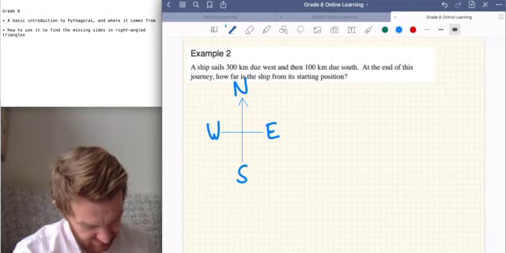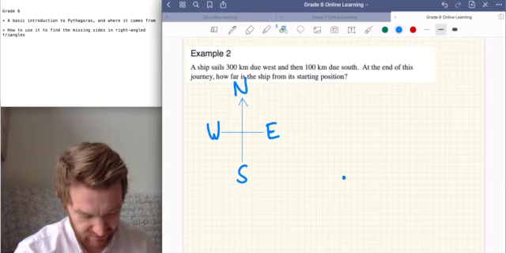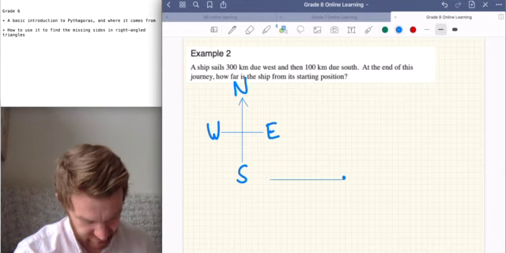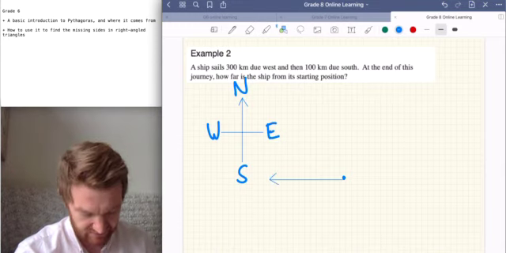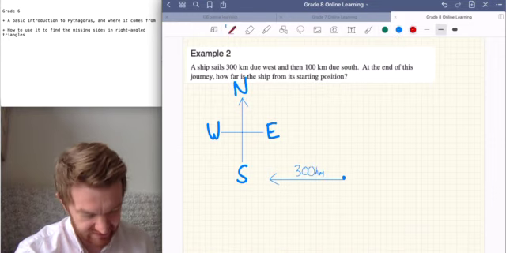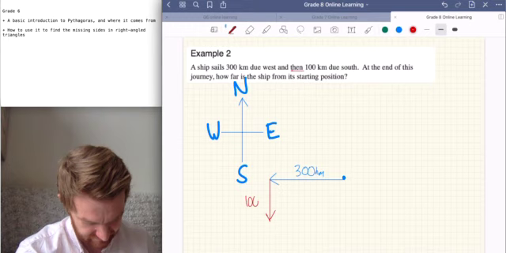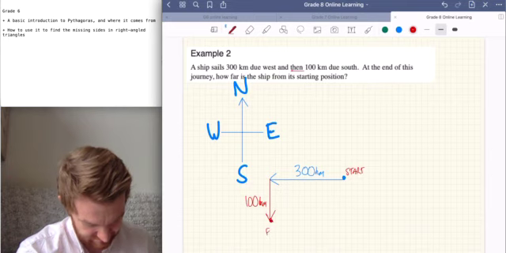So it says here's our ship. Let's give ourselves a starting point here. It says the ship goes 300 kilometers west. So it's going that way. And it goes 300 kilometers. It then says, I'll do it in red so you can see the difference. It then goes 100 south, so it's going that way. It goes for 100 kilometers. It started here, so it's ending here. And you can kind of join that together with a dotted line.